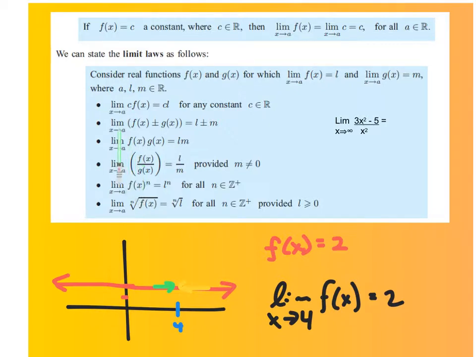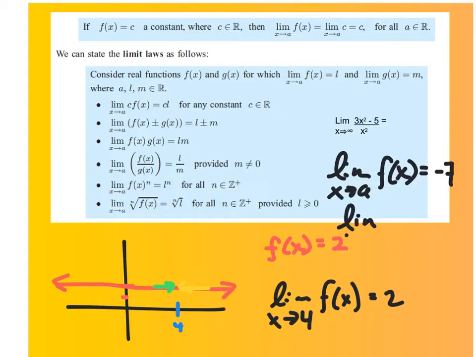Okay, some other properties. If we take a limit with a constant out in front, then whatever our limit is, this looks like a d, but it's actually c times the limit. So let's say the limit as x approaches a of f of x is L. If we have a constant times f of x, we could pull that constant out and multiply it by the limit. So let's say the limit as x approaches some value a of f of x equals -7. If I wanted the limit as x approaches that same value a of 3 times f of x, we could say that would be -21.